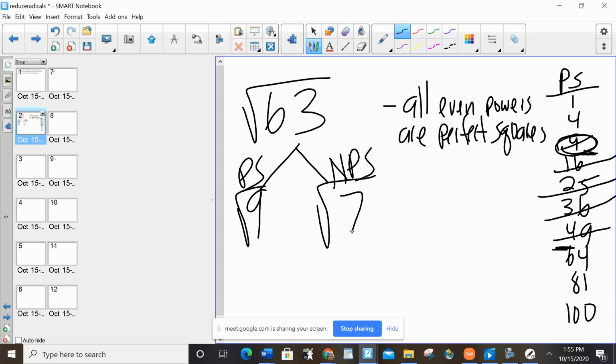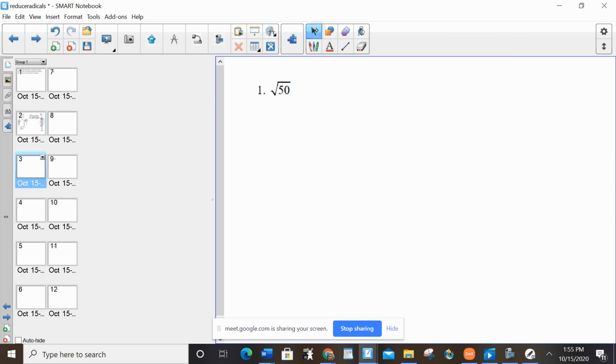That's step 1. Step 2 is to take the square root of the perfect squares. Square root of 9 is 3. Non-perfect square comes down. So I want you to try number 1. I'm sorry, you know what? Let's skip number 1. Let's jump right to number 2.